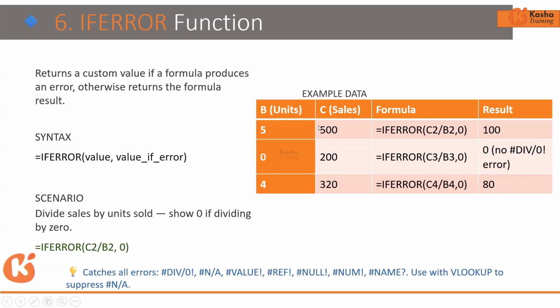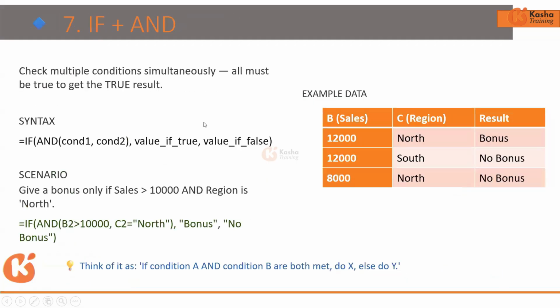So here you can see C2 500 divided by 5, so the result is coming as 100. Now 200 divided by 0, obviously there will be an error, so you can see 0 is coming here. Now 320 divided by 4, so it is showing you a result of 80. So that is where we use the IFERROR function.